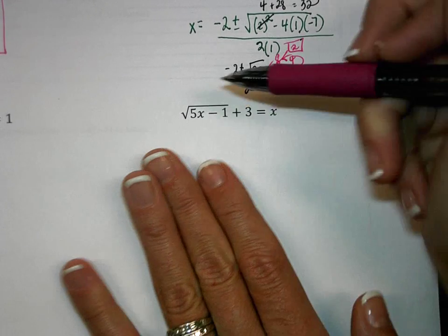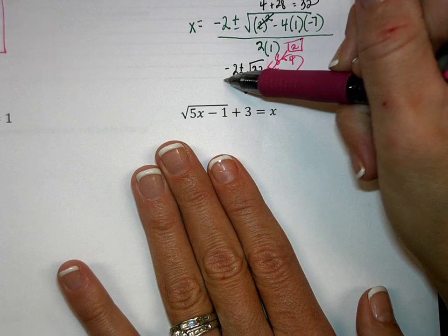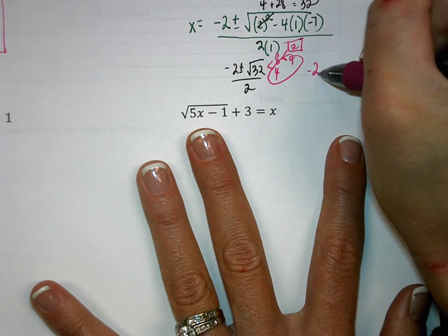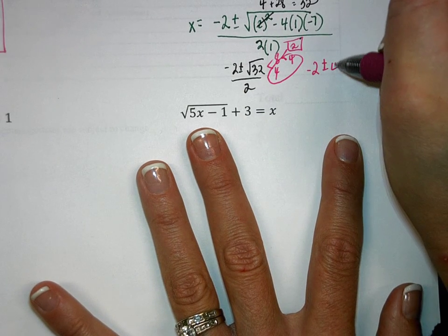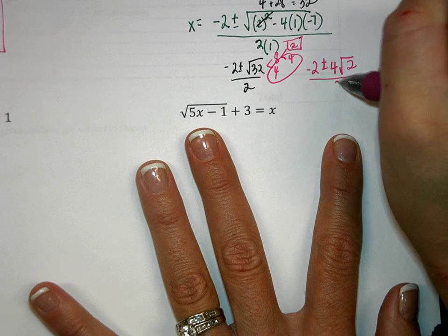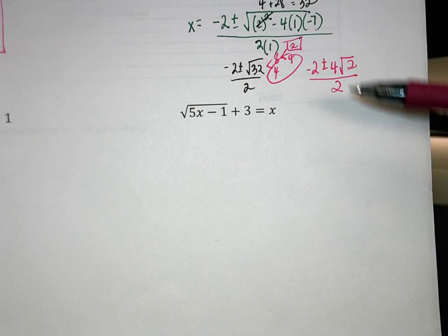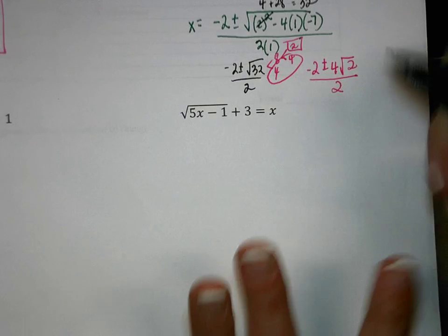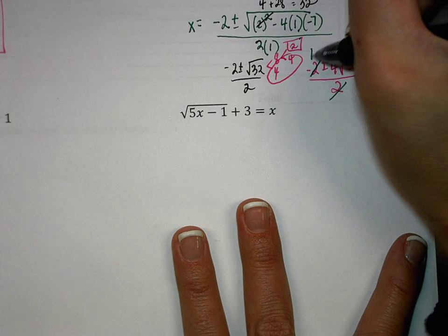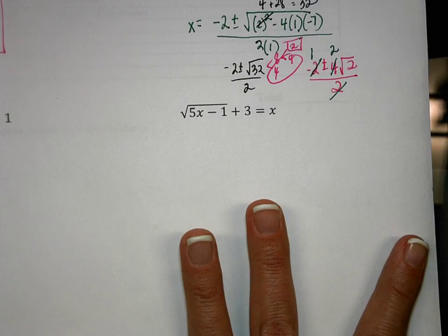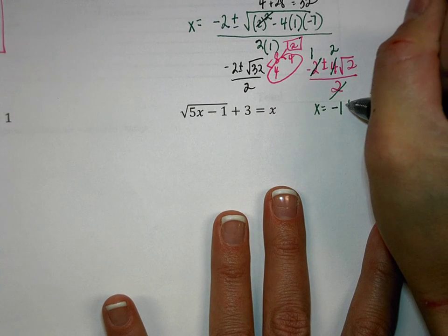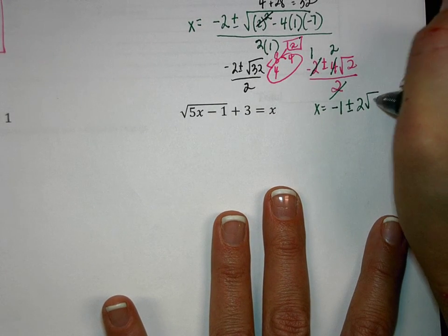You can only reduce this 2 if there's something in front of all of those. So in this case right now there isn't yet. So we have negative 2 plus or minus 4 root 2 all over 2. And then now do you see how there's like a 2 in front of each of those pieces? You can reduce all those by 2. So this cancels out, this becomes a 1, and this becomes a 2. And so we get x equals negative 1 plus or minus 2 root 2.